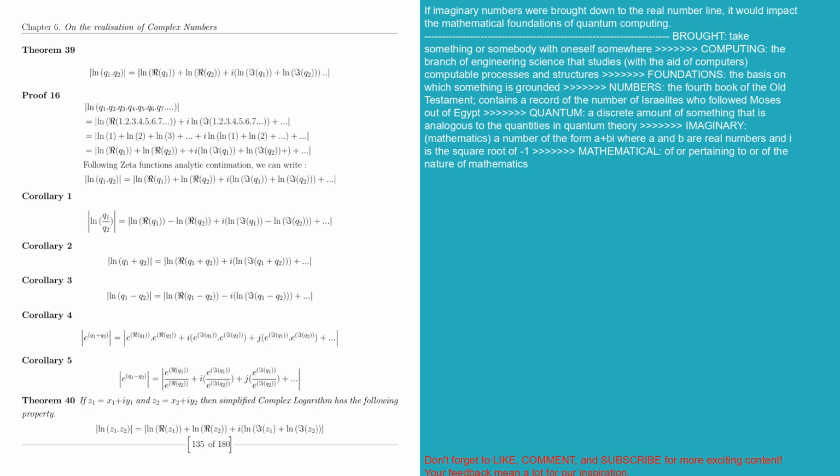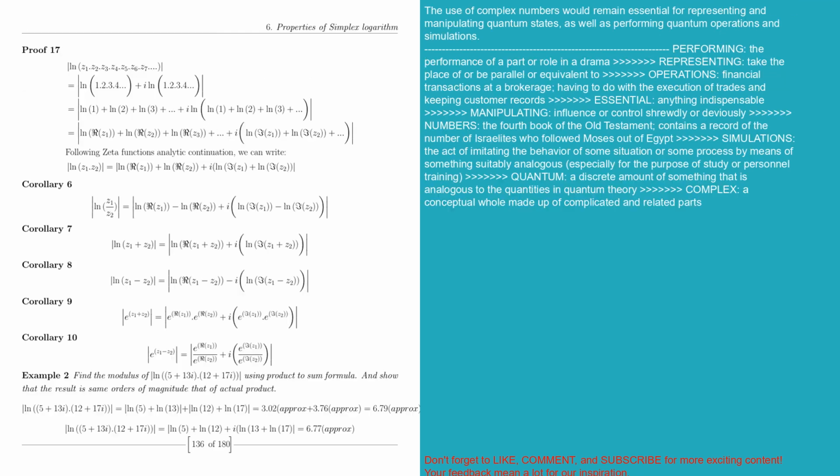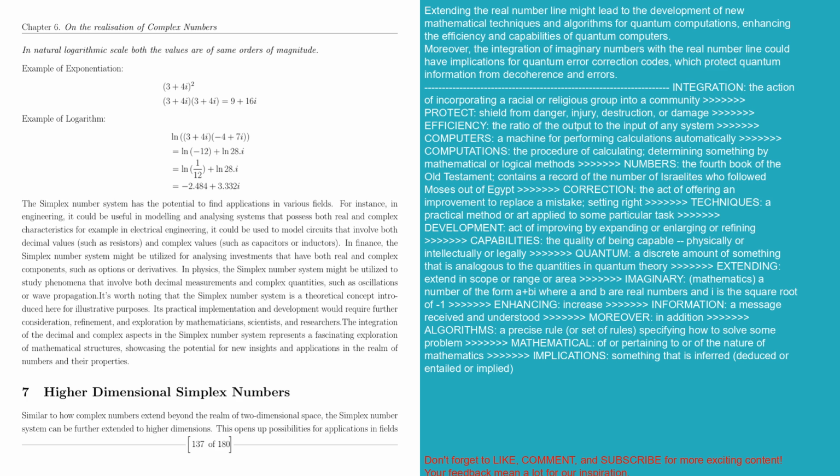If imaginary numbers were brought down to the real number line, it would impact the mathematical foundations of quantum computing. The use of complex numbers would remain essential for representing and manipulating quantum states, as well as performing quantum operations and simulations. Extending the real number line might lead to the development of new mathematical techniques and algorithms for quantum computations, enhancing the efficiency and capabilities of quantum computers.